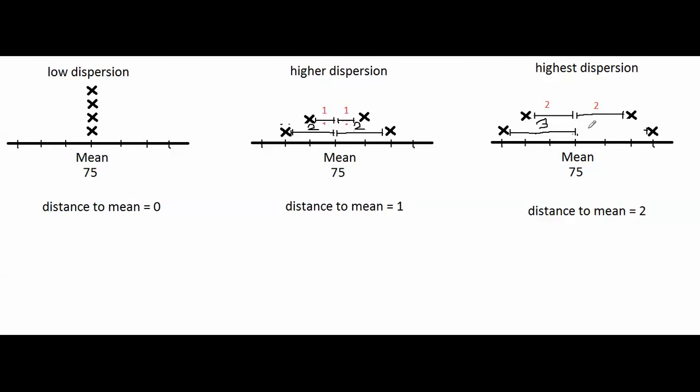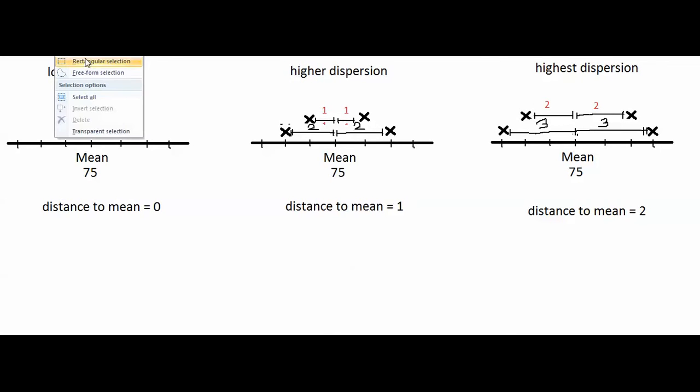And this person who got a 78 is also 3 away from the mean of 75. So if I got this outcome or this outcome, I wouldn't be able to just say that each of my students is 1 away from the mean, or each student is 2 away from the mean, because each student has his or her own distance from the mean. I mean, the distances aren't all the same.